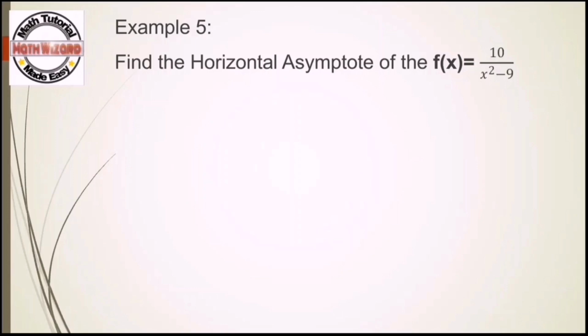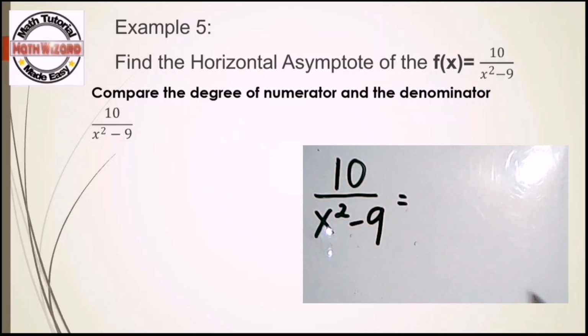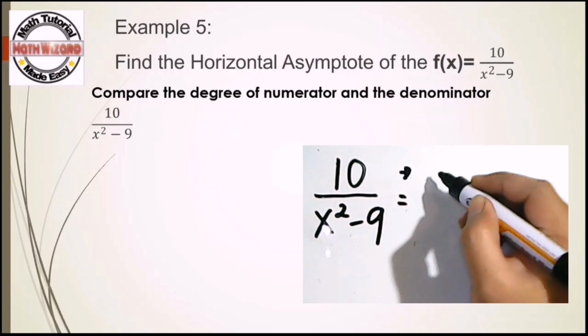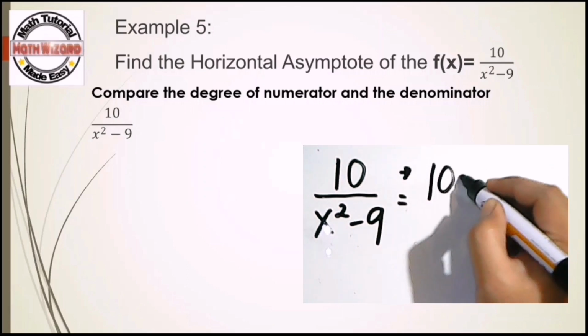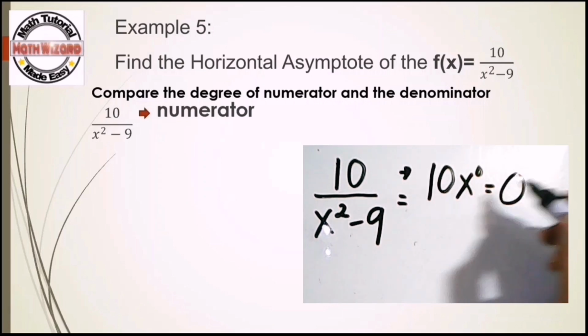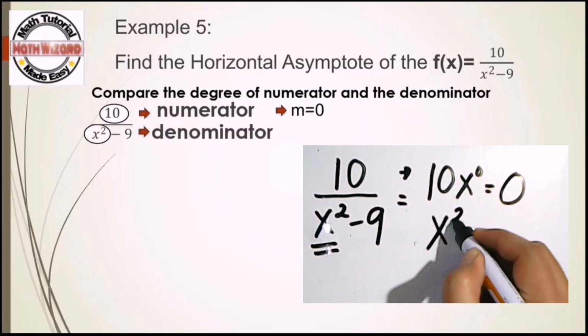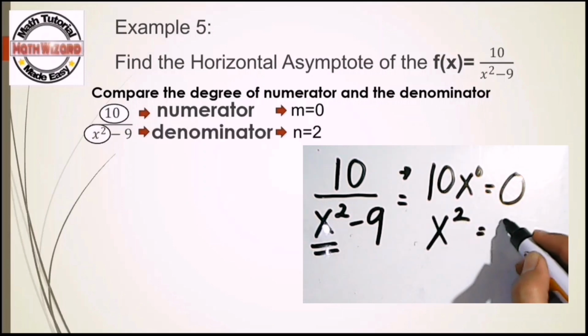So just be used to the theorems, mas madali nyo siyang masosolve. Compare the degree of the numerator and the denominator. So as we can see, just like what I've told you, if it is a constant, the degree is 0. And then if x squared naman, the degree is second power. Ayan. That's why our n is equals to 2.